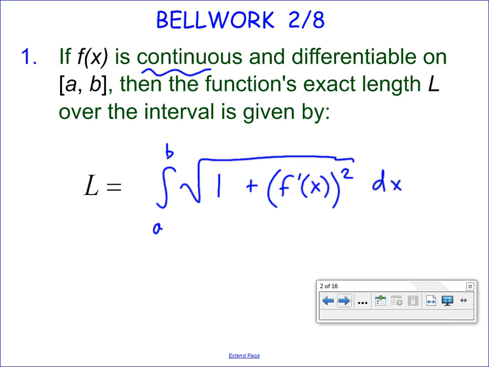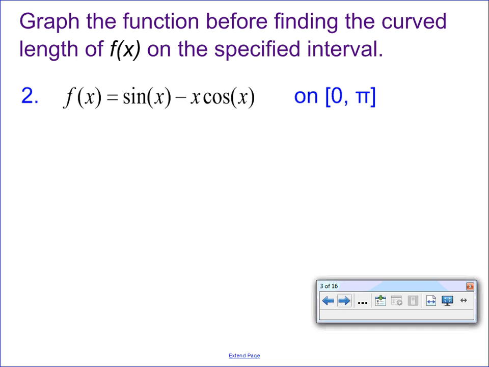Our function f has to be what we call smooth. So we need our function f to be continuous and differentiable on that interval a to b in order to apply this formula. All right, let's go ahead and use it then to find the curved length of a portion of a function f of x. First, let's consider the function f given by sine of x minus x cosine x. We'll graph it first, and then we'll find the length of that function over the specified interval.